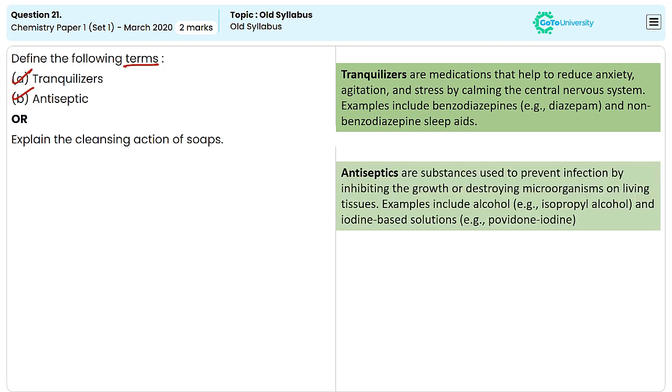The second one is antiseptics. Antiseptics are substances applied to living tissues to prevent or reduce infection by killing or inhibiting the growth of microorganisms.